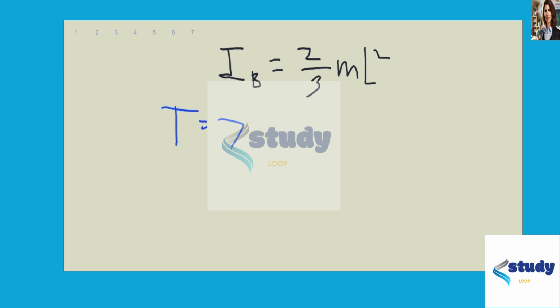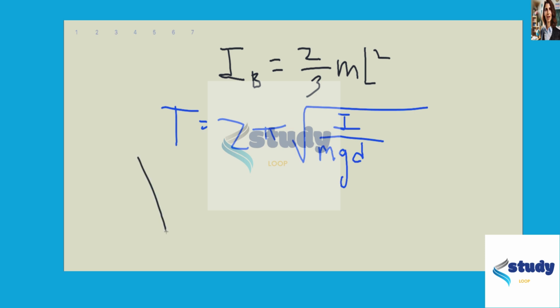T is 2 pi square root I over m g d. So d is not L in this case. D is the distance from the rotation axis to the center of gravity. Okay, so we have a rod. Oops, I was drawing this in red. Red is where the mass lives.